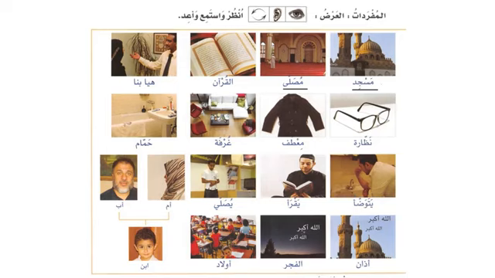Al-Qur'anu, Quran, Hayya bina, let's go. نظارة, sunglasses. معطف, overcoat. غرفة, room. حمام, bathroom. يتوضأ, he performs wudu or he is performing wudu. يقرأ, he is reading or he reads, and يصلي, he is praying or he prays.